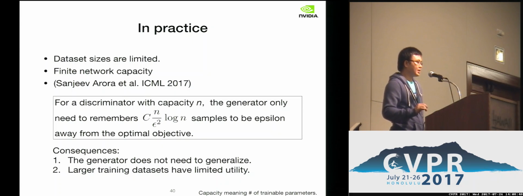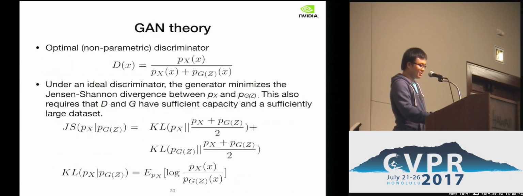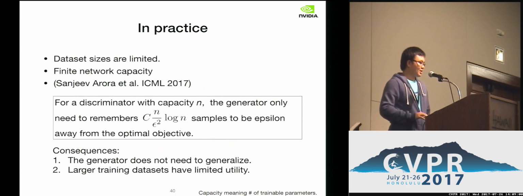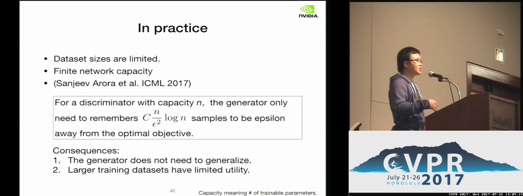But in practice, dataset sizes are always limited, and we only have finite network capacity. So we are just doing our best to approximate what we want to do. Recently, Sanjeev Arora had a paper in ICML 2017. They established the following theory for a discriminator with capacity n, where n is the number of learnable parameters in the discriminator. The generator only needs to remember C times n divided by epsilon squared times log n samples to be epsilon away from the optimal objective.